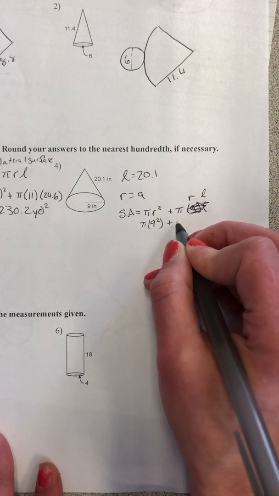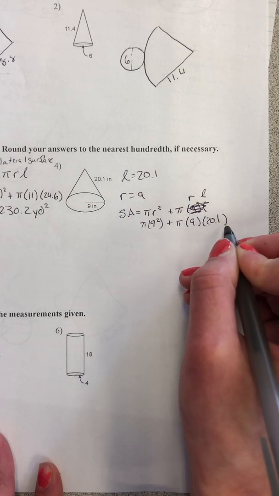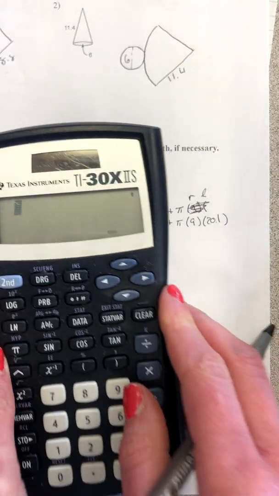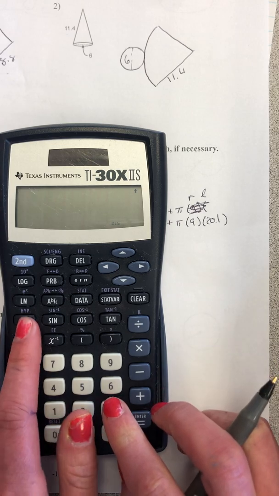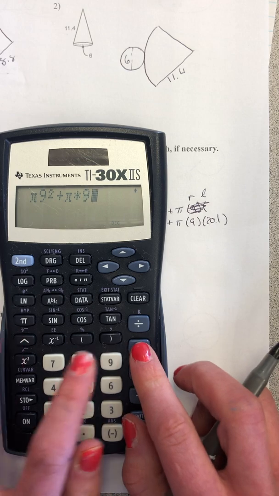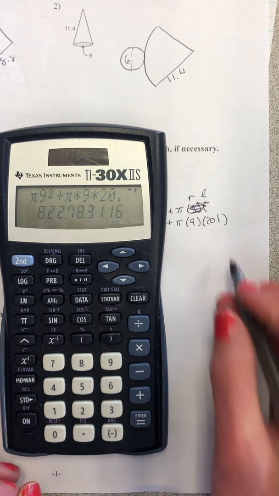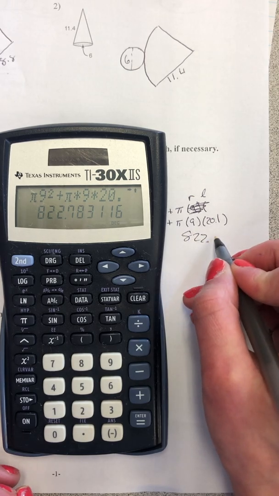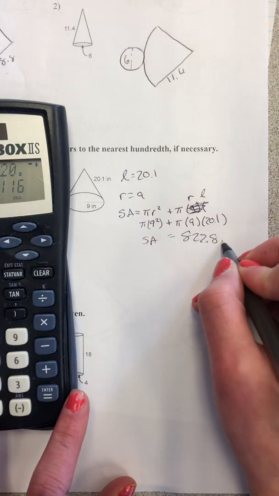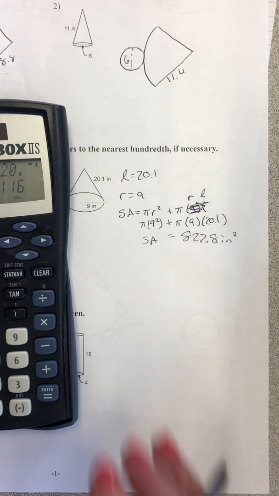Give me 1 second. Pi times 9 times 20.1. Again, I'm going to type that into my calculator to get the answer. We're going to do pi times 9 squared plus pi times 9 times 20.1. And that'll give me 822.8 inches squared. Remember, if it is surface area, it is inches squared. It's units squared for those.